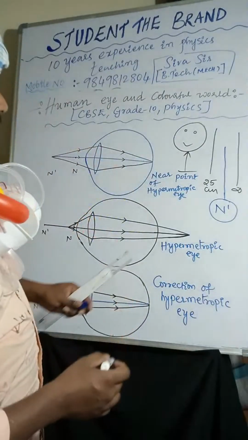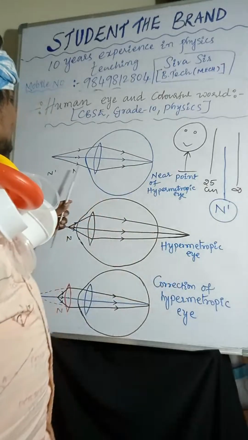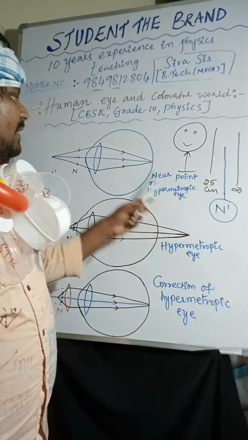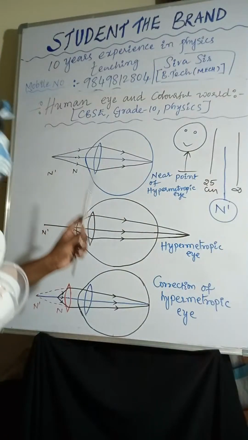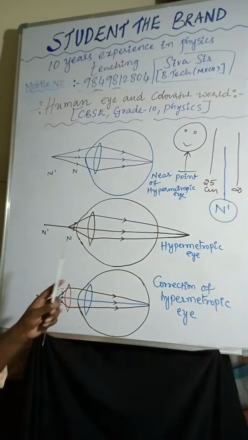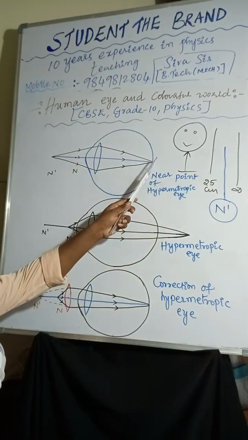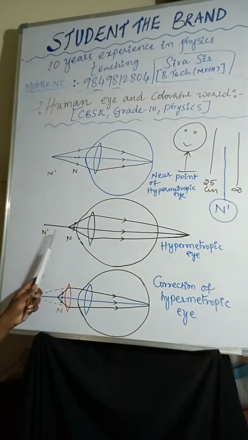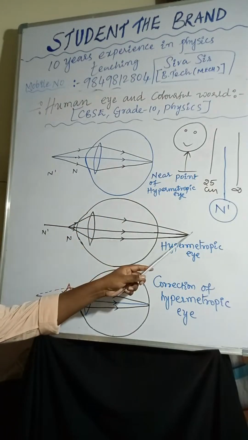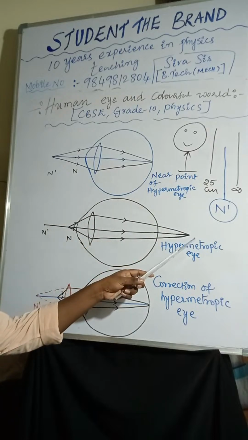Now you can observe, light rays are coming from the near point. If the light rays are coming from the near point, the light rays will meet beyond the retina. Here you can see, the light rays will meet beyond the retina.